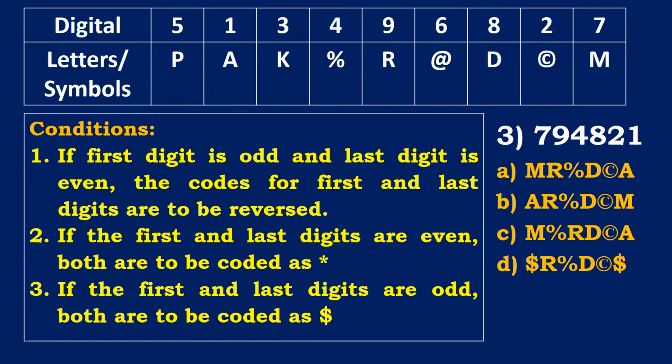3. The value 794821 is represented as. According to the third condition, the first and last digits are odd, both are to be coded as $. As a result, option D is the correct answer.